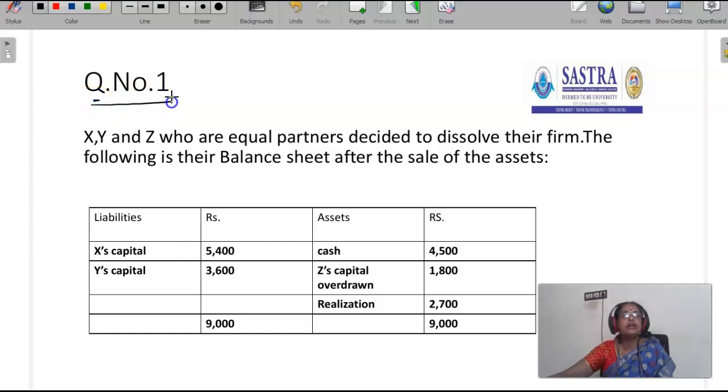Insolvency, question number 1. X, Y and Z, who are equal partners, decided to dissolve their firm. The following is their balance sheet after the sale of the assets. X capital 5,400, Y's capital 3,600, cash 4,500, Z capital overdrawn 1,800, realization 2,700. This is realization loss directly given. So the total of the balance sheet is 9,000 rupees and 9,000 rupees.